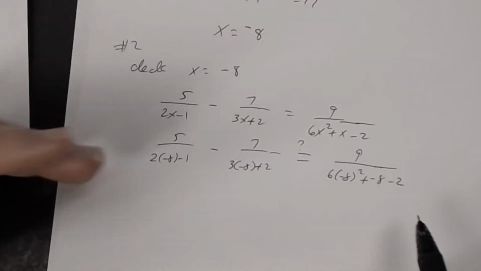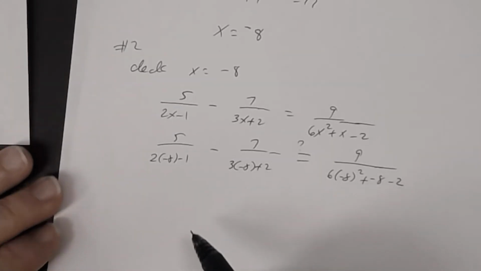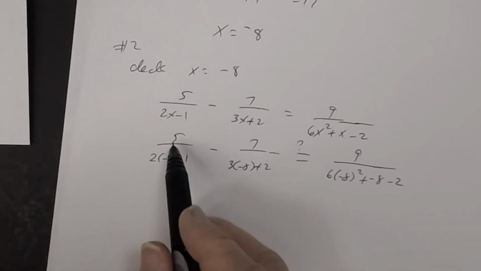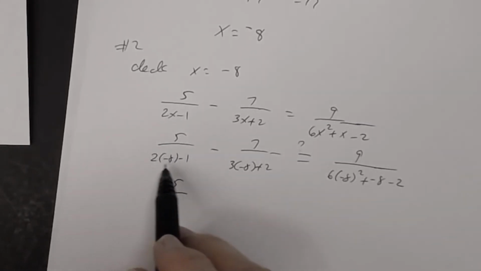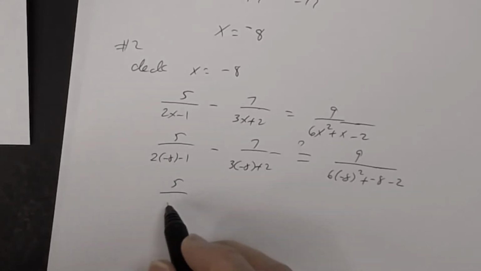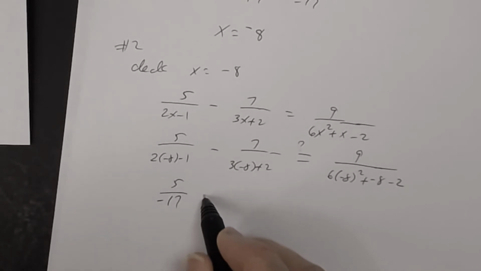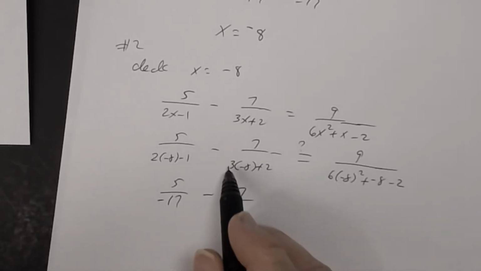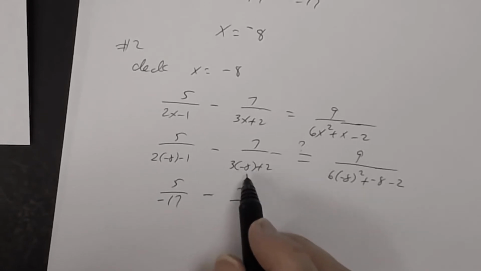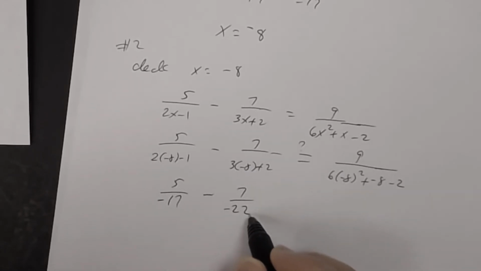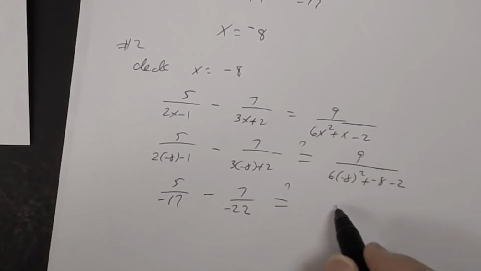Okay, now I'm not going to use a calculator with this because it's easy to do this without the calculator. So my numerator is 5 at this point. What's 2 times a negative 8? That's negative 16. And a negative 16 and negative 1 is a negative 17. Over here, numerator is 7. 3 times negative 8 is a negative 24. Negative 24 plus 2 is a negative 22. And I want to see if that's going to equal 9.